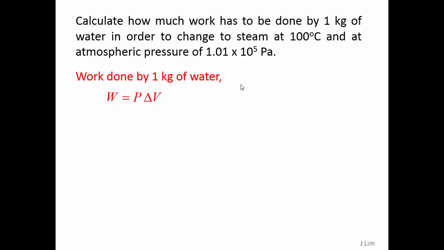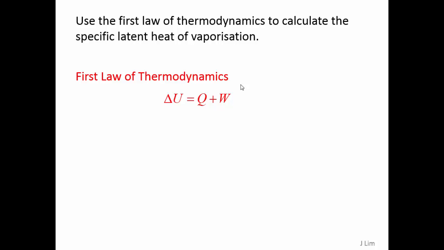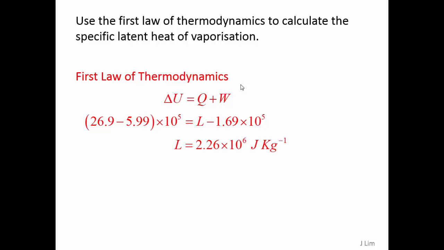Work done by 1 kg of water, W, is given by P delta V, and it is 1.69 times 10 to the power 5 joules. By the first law of thermodynamics, delta U equals Q plus W, so the specific latent heat will be 2.26 times 10 to the power 6 joules per kg.